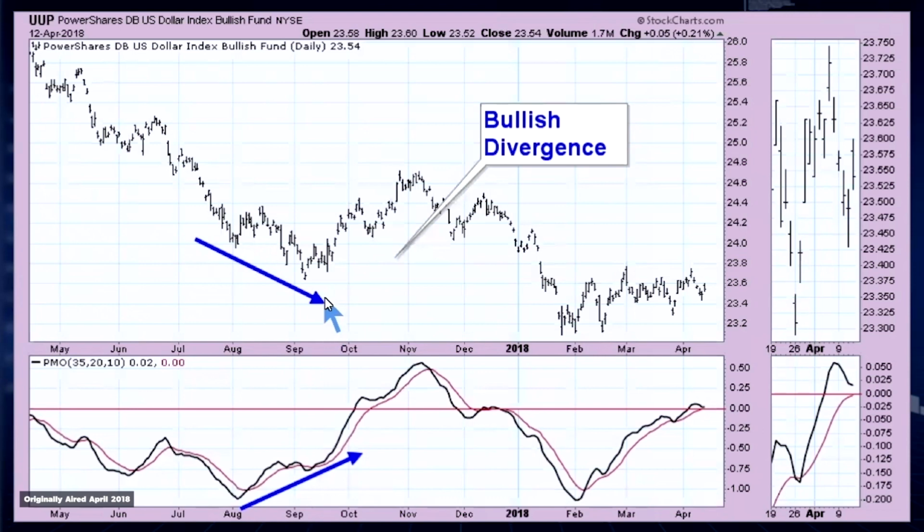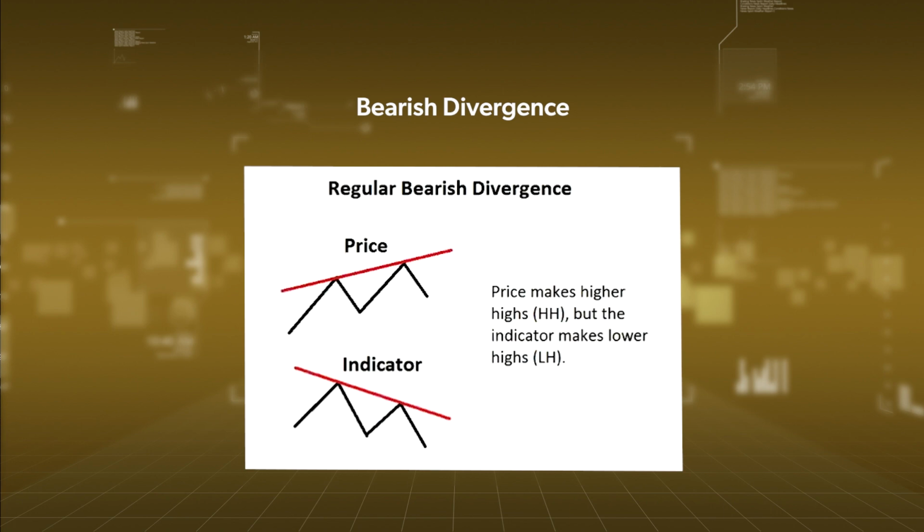And in this case, it seemed to portend the future somewhat. We're getting that move, that rising trend off of that divergence. You could also call that a positive divergence, bullish divergence or a positive divergence. So let's look at bearish divergence.